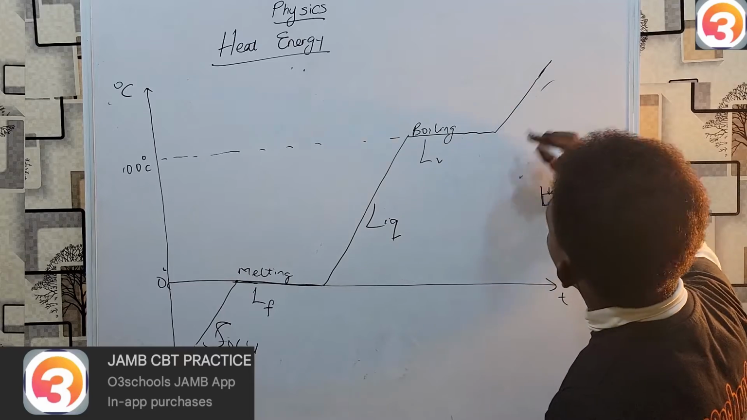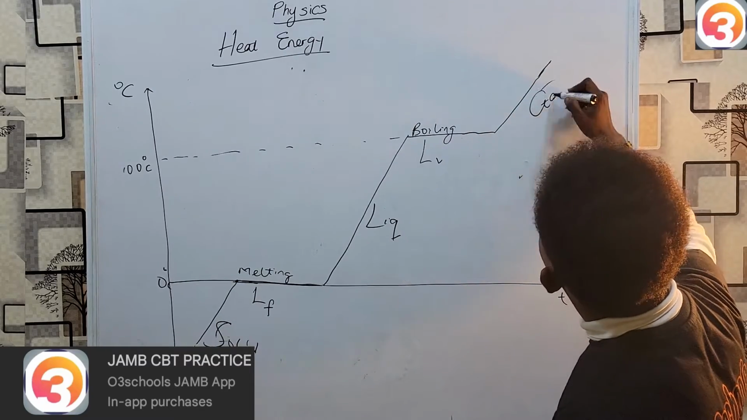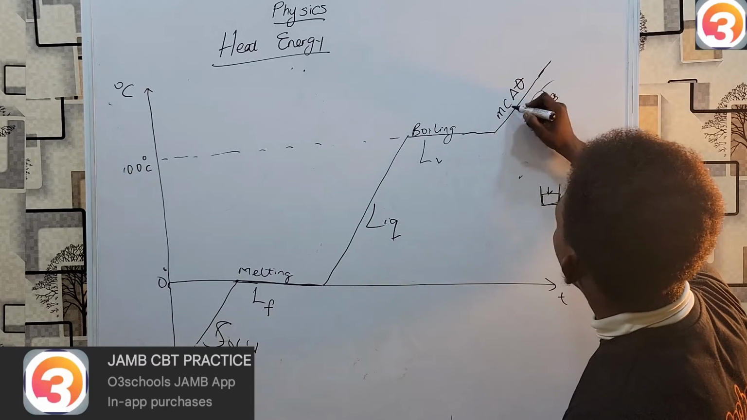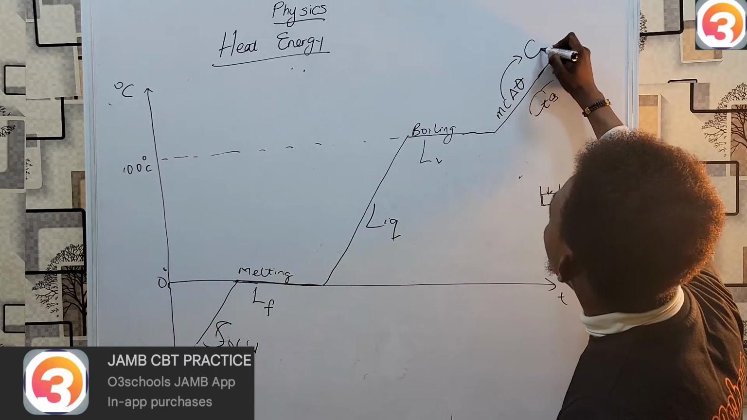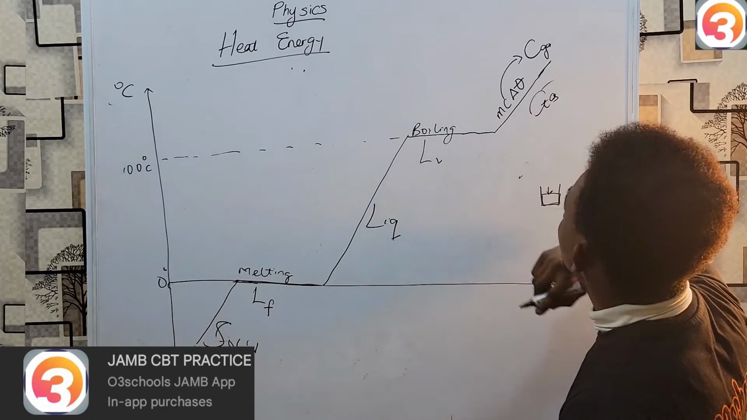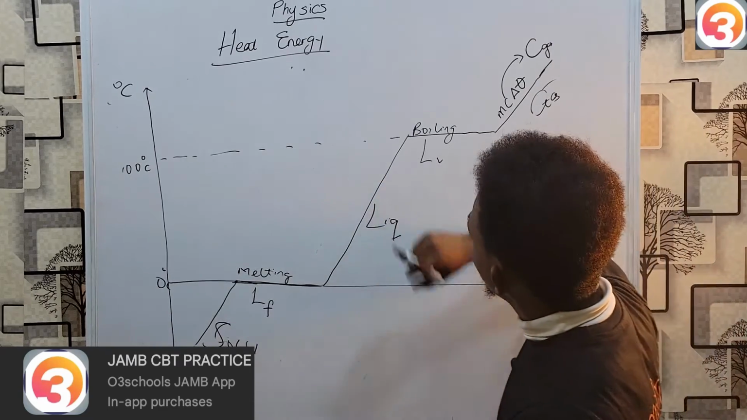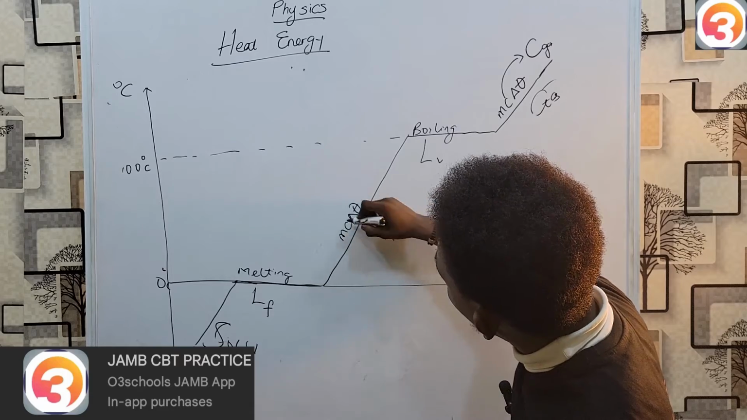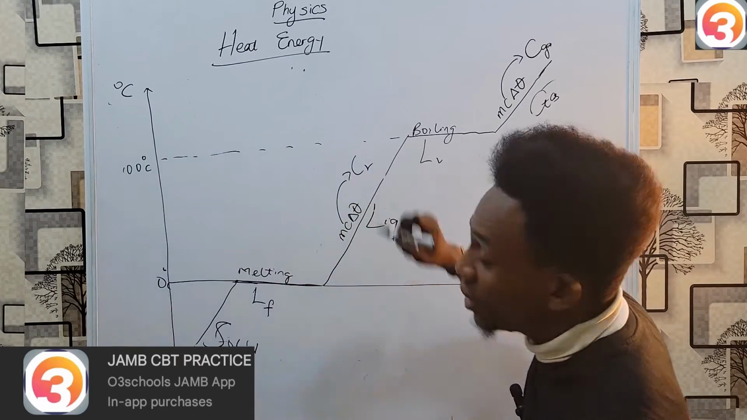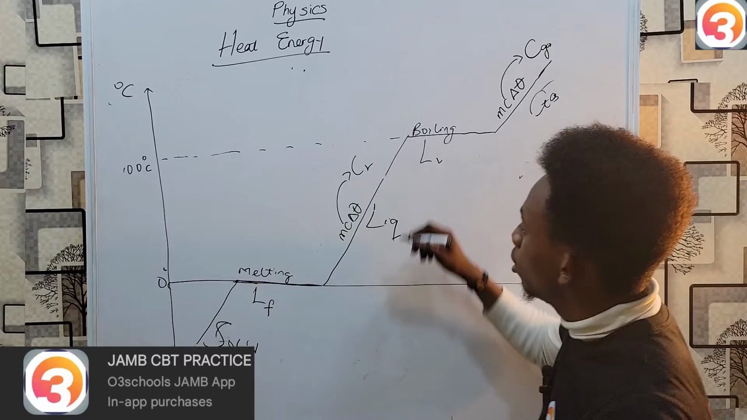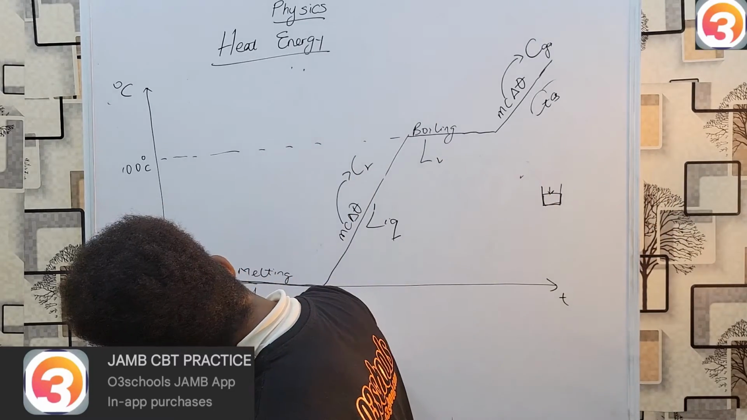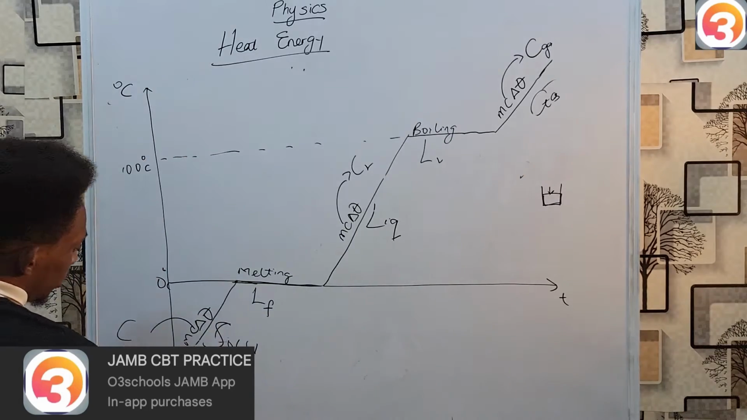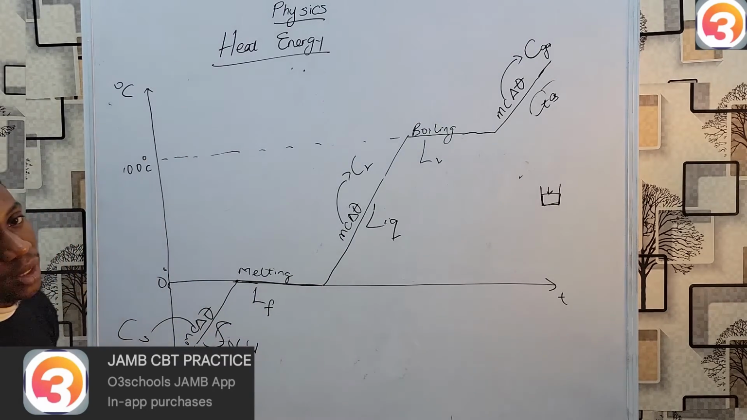Then, during this gaseous stage, this will be MC change in theta. But the C here must be the C of the gaseous stage. During this stage, we have also MC change in theta. But one more time, the C here must be the C of the liquid stage. While here, it's the usual MC change in theta, and the C must be the C of the solid phase.